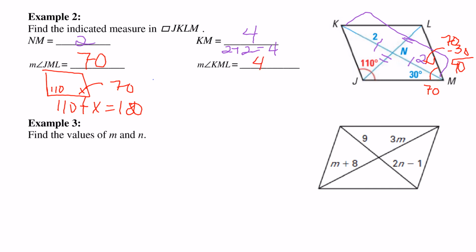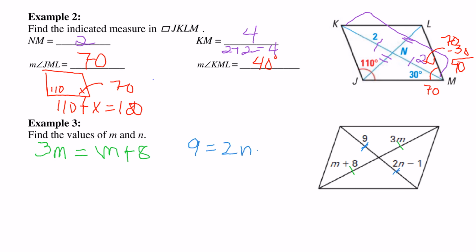All right, so for the very last example, finding the values of m and n, since we are given diagonals, I know again that these two pieces of my diagonals are congruent. So I have 3m equals m plus 8. And then with the other diagonal, I can say that 9 is congruent to 2n minus 1. So there are my two different equations I can solve.